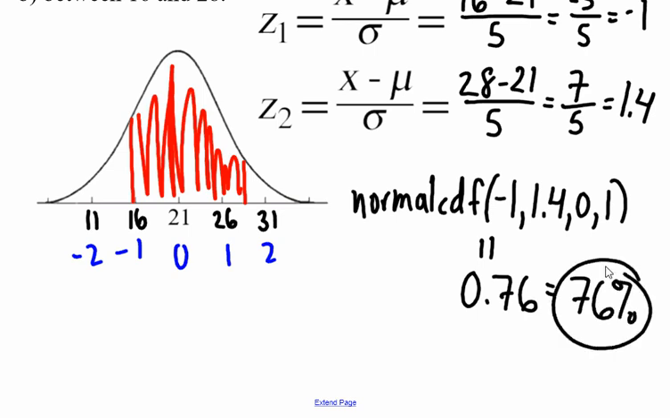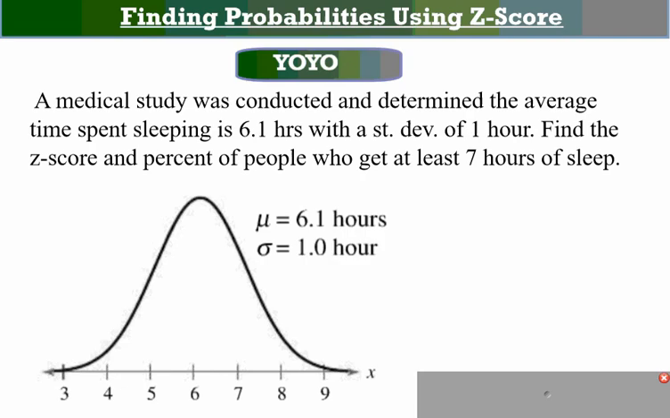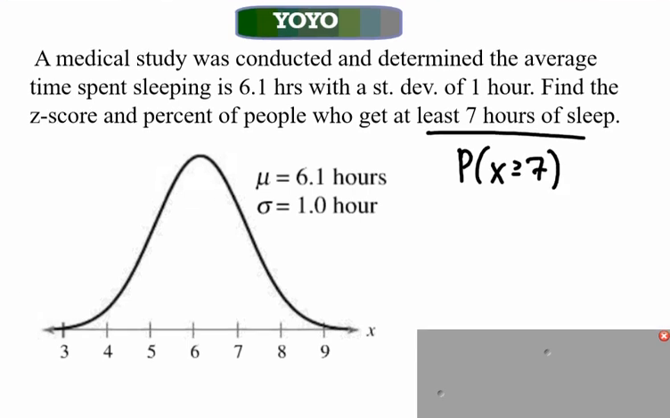And that's how you use standard normal. Convert it to a z-score, then you can use normal CDF. I'm going to give you a chance to try. A medical study was conducted and determined the average time spent sleeping is 6.1 hours with a standard deviation of 1 hour. Find the z-score and percent of people who get at least 7 hours of sleep. Think to yourself, at least, what does that mean? That means equal to or more than 7. So pause the video now, come back and see how you did.